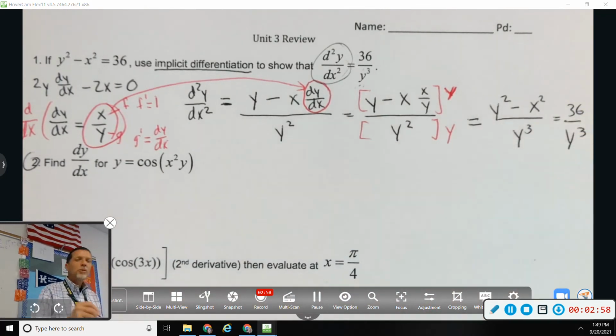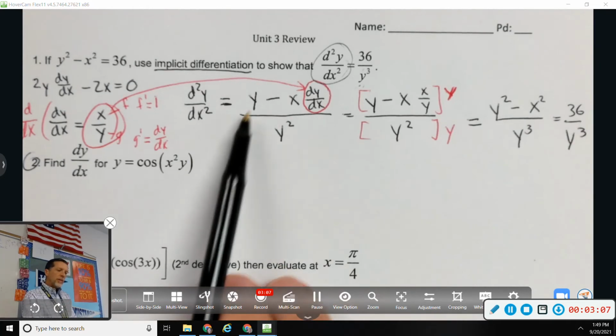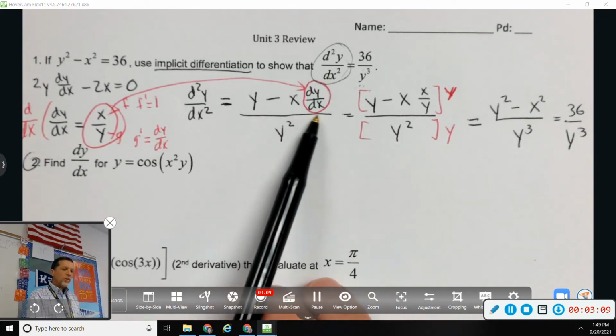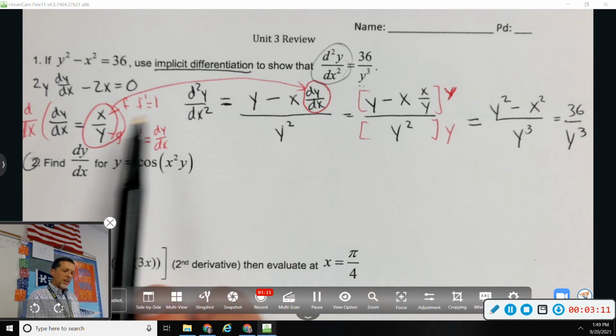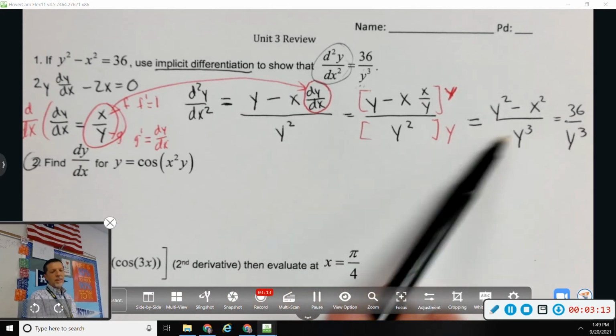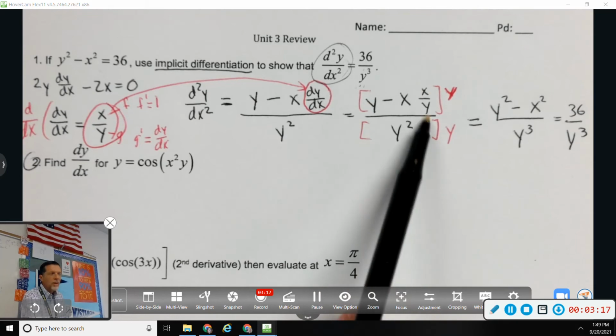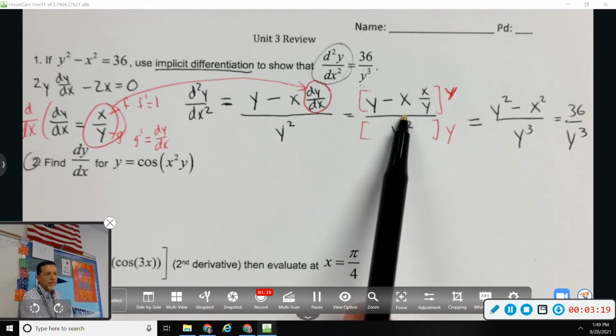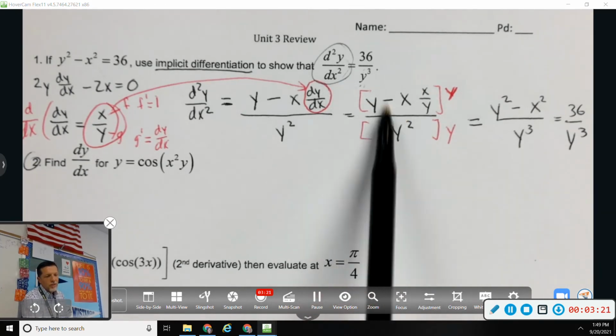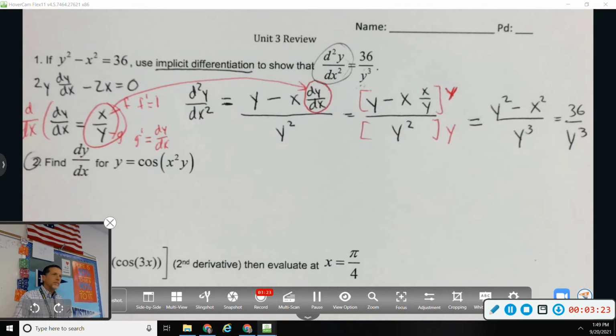So that one was not as bad as the one we did in class. That one was a little bit easier. This happens frequently. When you want to find a second derivative, usually the first derivative is part of your answer, and you have to plug that back in, and then depending on how the question is worded, you might have been able to stop there or plug in your point right there. But this one wanted you to show the steps all the way down.